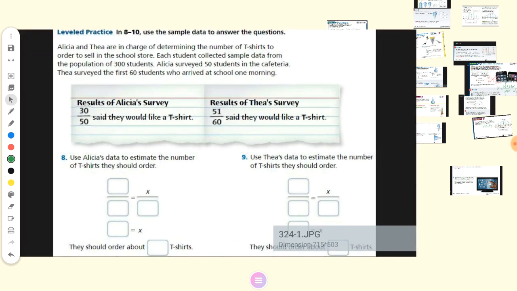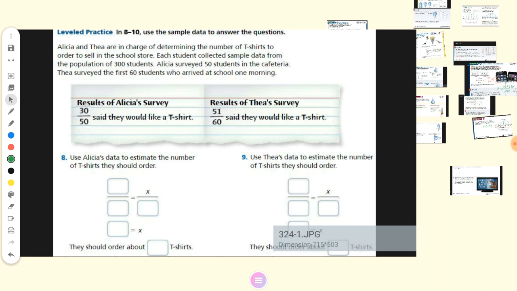Alicia and Saya are in charge of determining the number of t-shirts to order to sell in school. They want to sell some shirts in the store of the school, but they don't know how many t-shirts to order. They're afraid that most students will not like it. Maybe, so they can lose if they order a big number. So one of them said, okay, I will go to the cafeteria and I will ask 50 students their opinion about buying a new t-shirt.